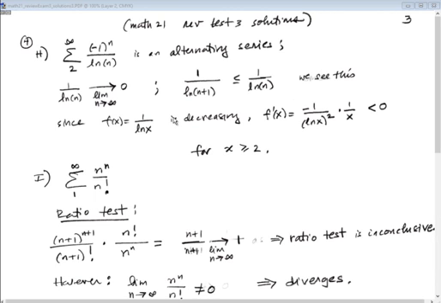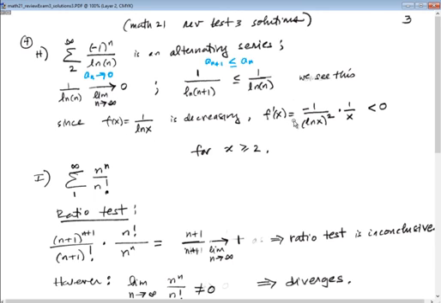Okay, let's look at H. Here we have an alternating series because of that minus 1 to the n. So we have to show two things. First of all, we have to show that a_n goes to 0, which it does, because ln n is going to infinity, so 1 over ln n does go to 0. Then we also have to show that a_(n+1) is less than or equal to a_n. We do this by looking at the corresponding function, 1 over ln x, and seeing if the derivative is negative.